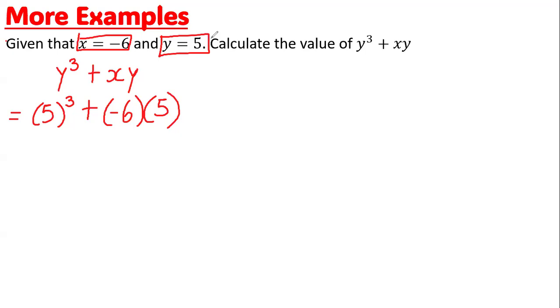Where is Alora? Yes, sir. What we're gonna do now is figure out what 5 cubed is. So 5 cubed is gonna be equal to what? 5 times 5 times 5. You understand that, Alora?